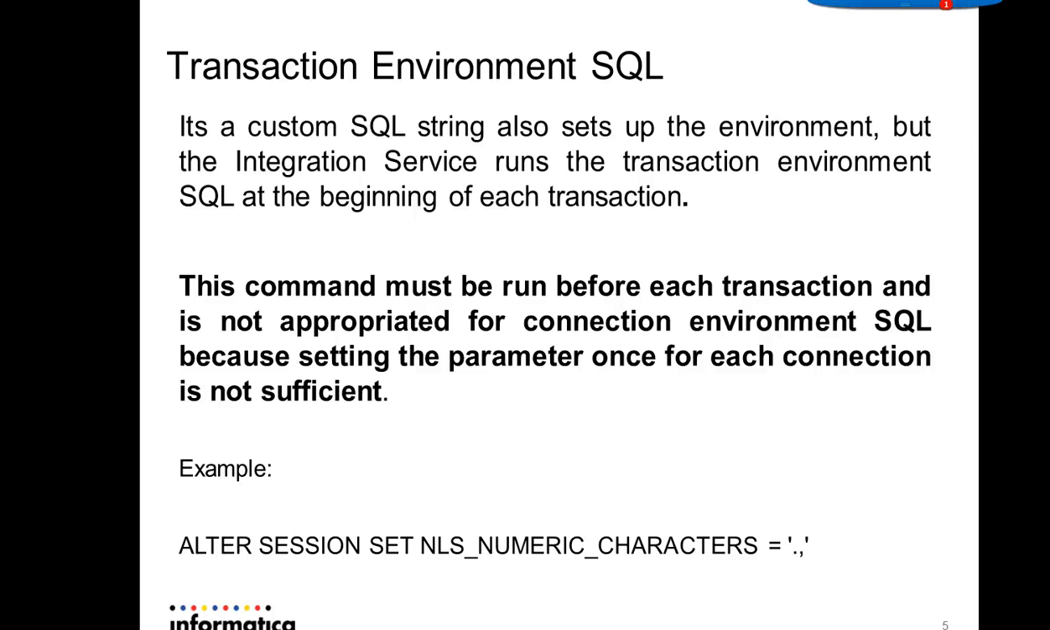A transaction environment SQL is a custom SQL string which also sets up the environment, but the integration service will run the transaction environment SQL at the beginning of each transaction. This command must be run before each transaction, and it's not appropriate for connection environment SQL because setting this parameter once for each connection is not enough. An example can be done by using an alter session for this. On this example, to change the NLS numerical characters to point and comma.